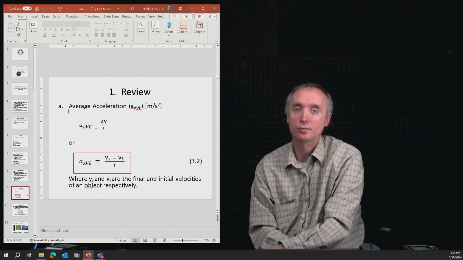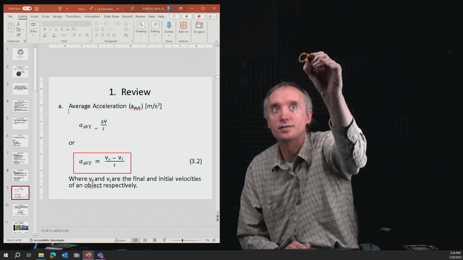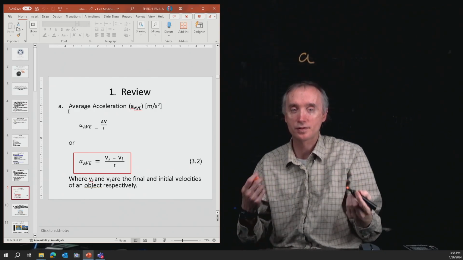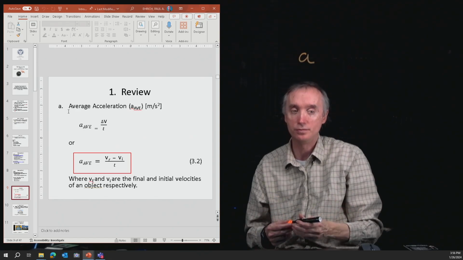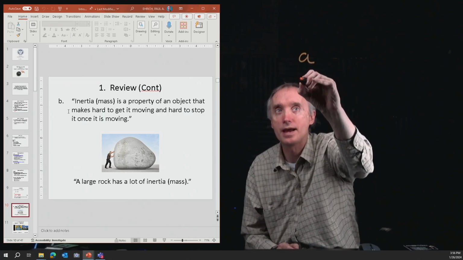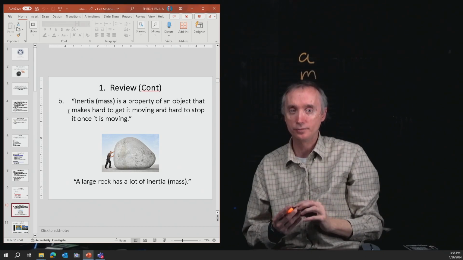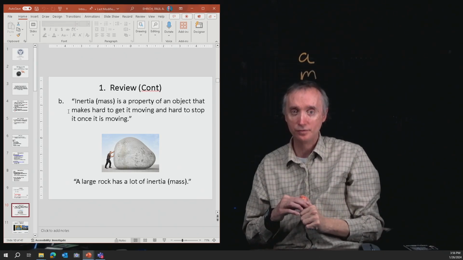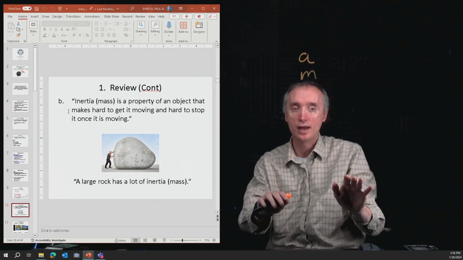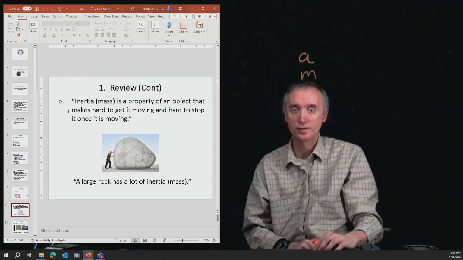So this is a review, and you should now understand what acceleration a is, and you should know what it does. So when something's accelerating, it makes your speed change. You should also understand what mass is. So mass is the same thing as inertia, and the more massive an object is, the harder it's going to be to get it to move, and then also the harder it's going to be to stop it from moving once it is moving.